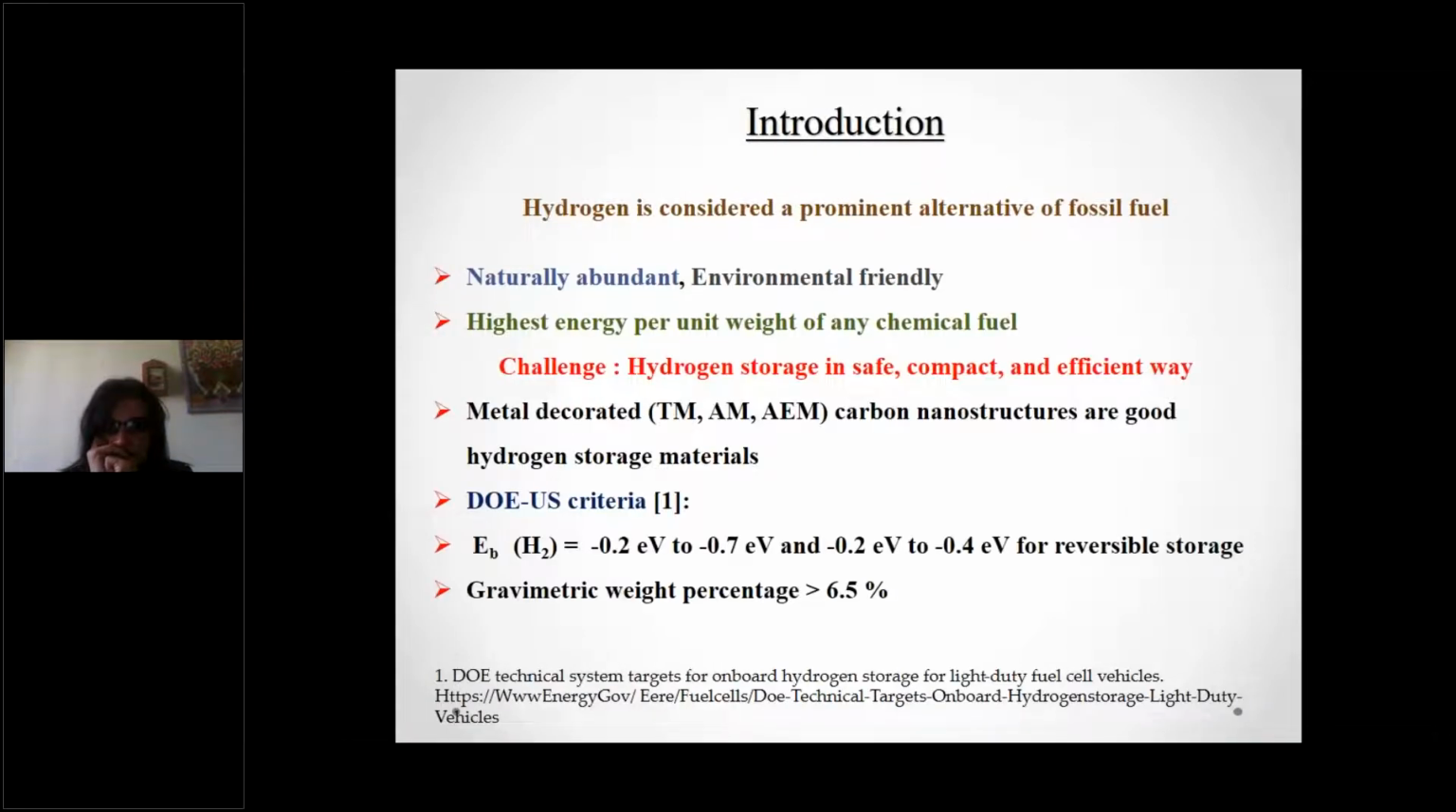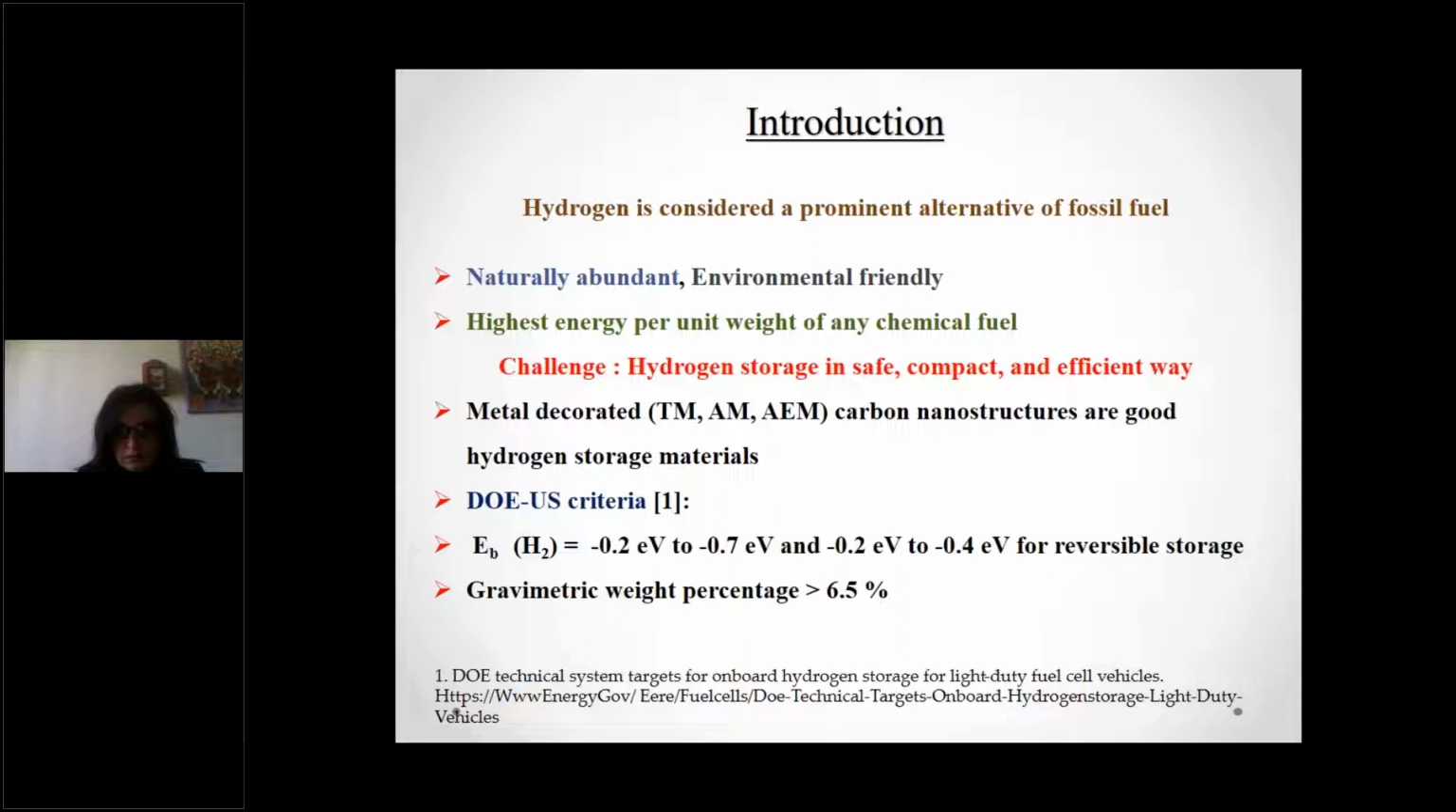So hydrogen is considered one of the most prominent alternatives to fossil fuel for the following reasons. First of all, it is naturally abundant. It is environmentally friendly because the products of hydrogen combustion are only water vapor and heat, and they do not harm the environment. And it has the highest energy per unit weight compared to any other fuel. But the challenge is how to store hydrogen in a safe, compact, and efficient way so that it can be utilized for practical applications.